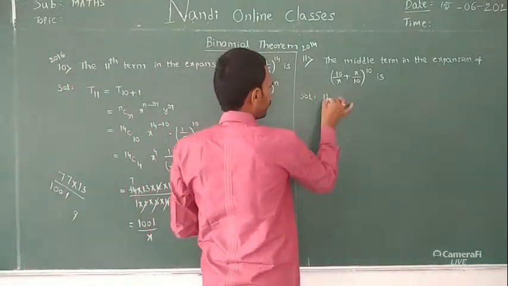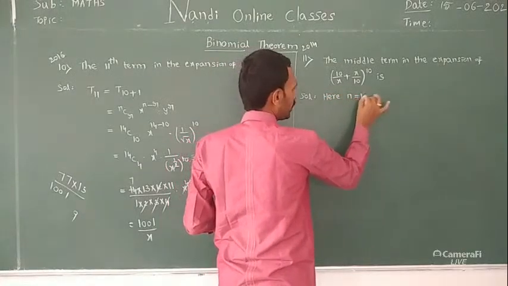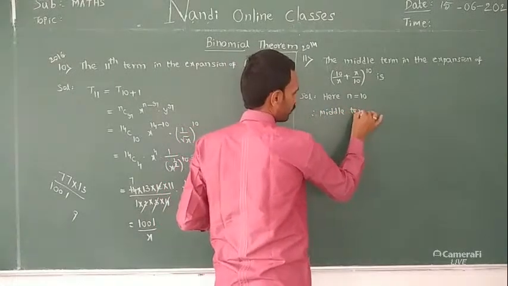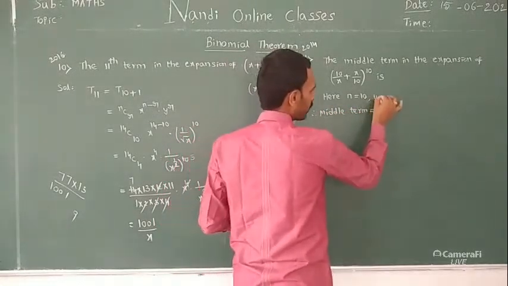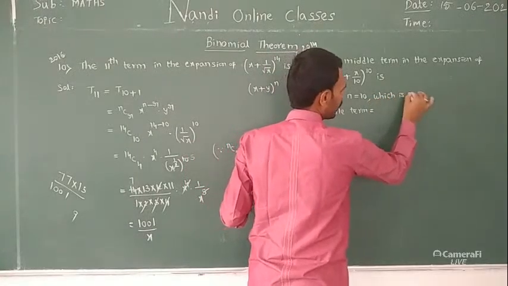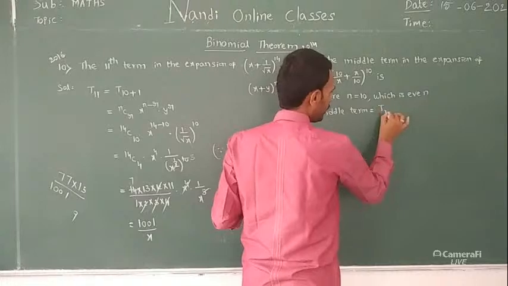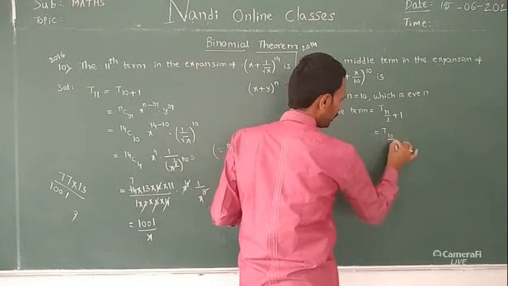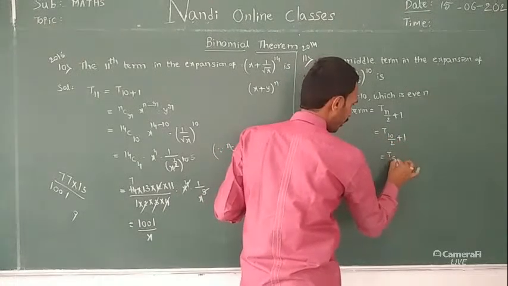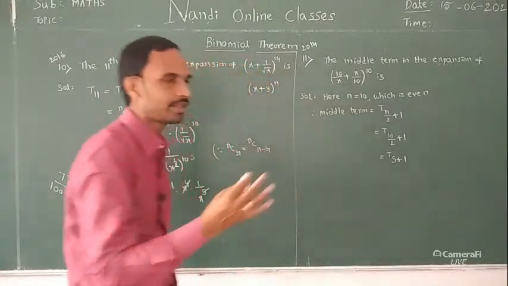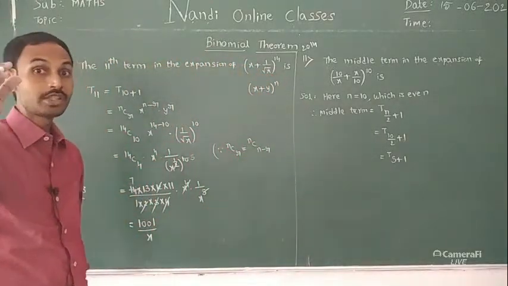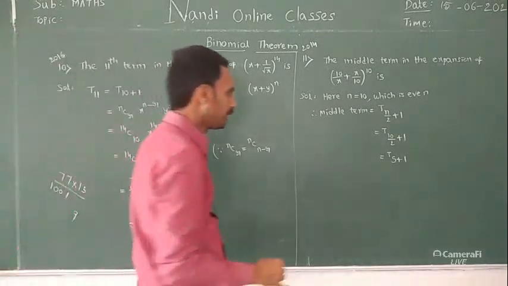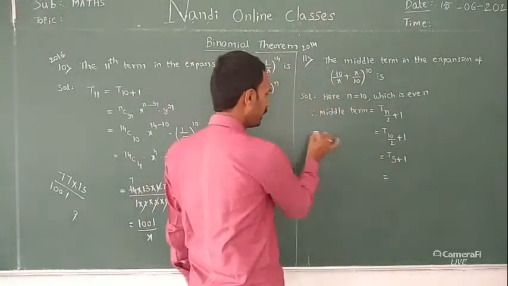So here n is equal to 10. Therefore, the middle term: 10 is an even number. The middle term formula T_(n/2 + 1) is equal to T_(10/2 + 1), which is T_(5+1), the sixth term. The sixth term is the middle term, and that is the term I have to find.